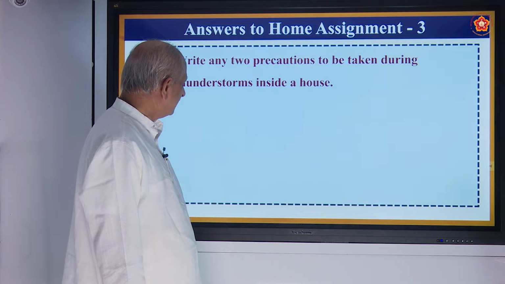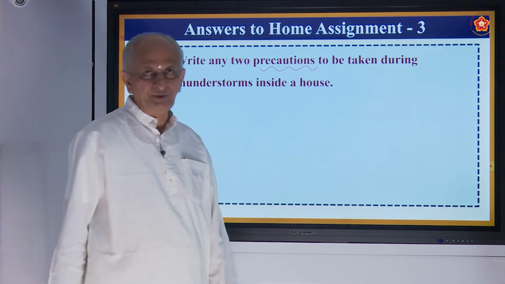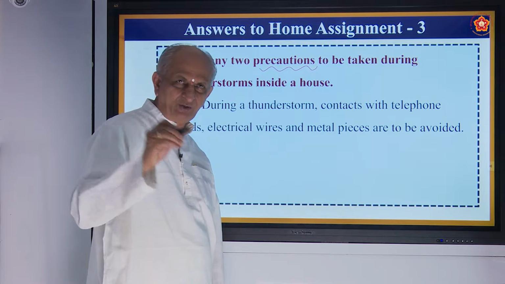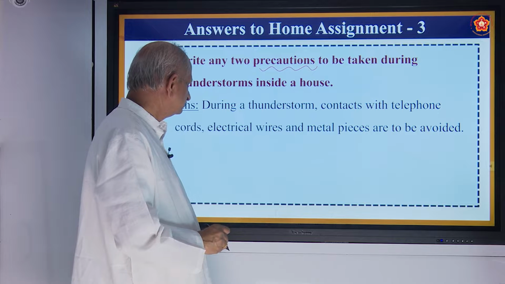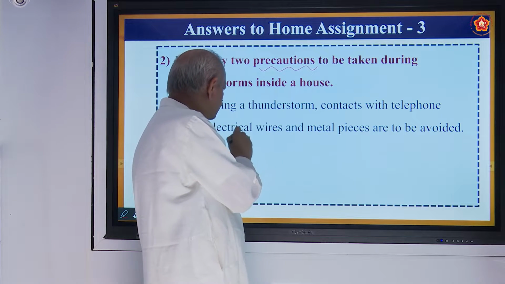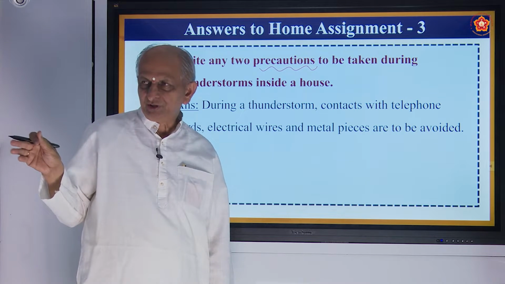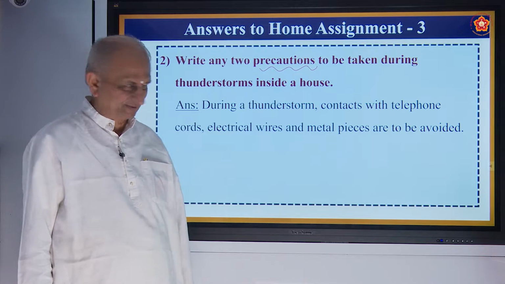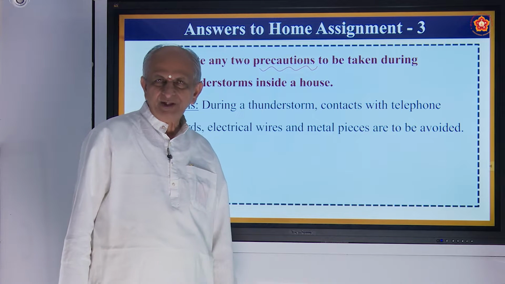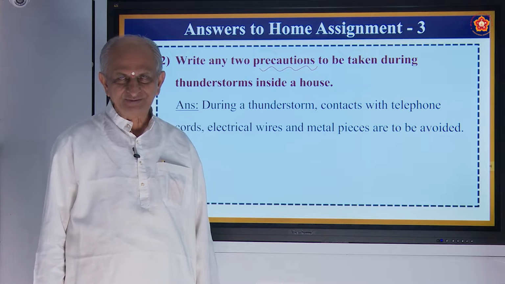Second question: write any two precautions. What do we mean by precautions? Care to be taken during a thunderstorm inside a house. Suppose you are inside a house, what must you do? During a thunderstorm, contact with telephone cords, electrical wires and metal pipes is to be avoided. You should not touch the metallic wires, electric wires, metal pieces and telephone cords also. Therefore, you are not supposed to make phone calls.